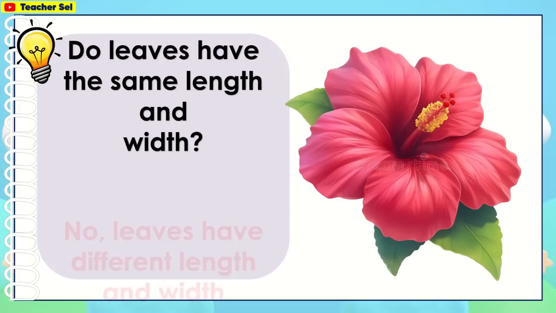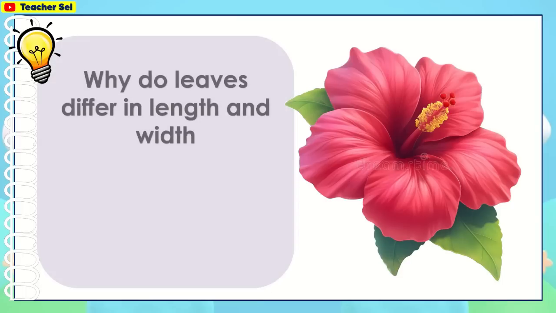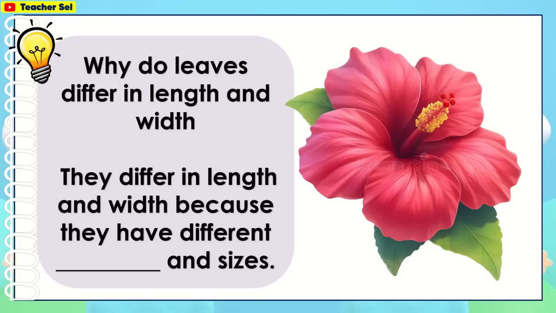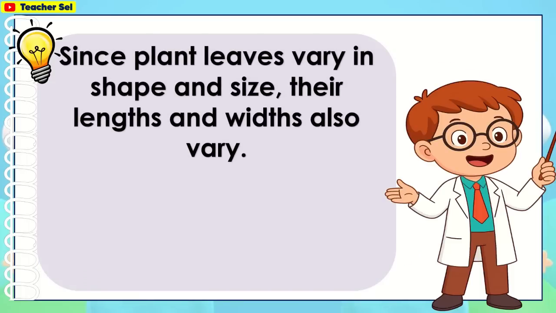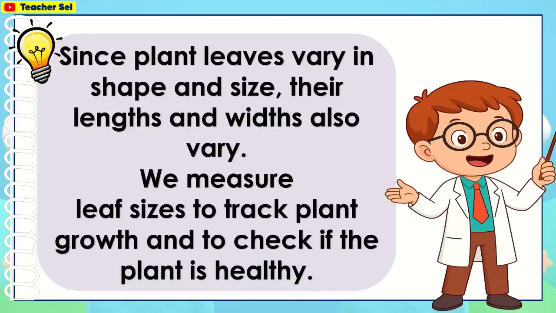Do leaves have the same length and width? No, leaves have different length and width. Why do leaves differ in length and width? They differ in length and width because they have different shapes and sizes. You're right, they have different shapes and sizes. Since plant leaves vary in shape and size, their lengths and widths also vary. We measure leaf sizes to track plant growth and to check if the plant is healthy.